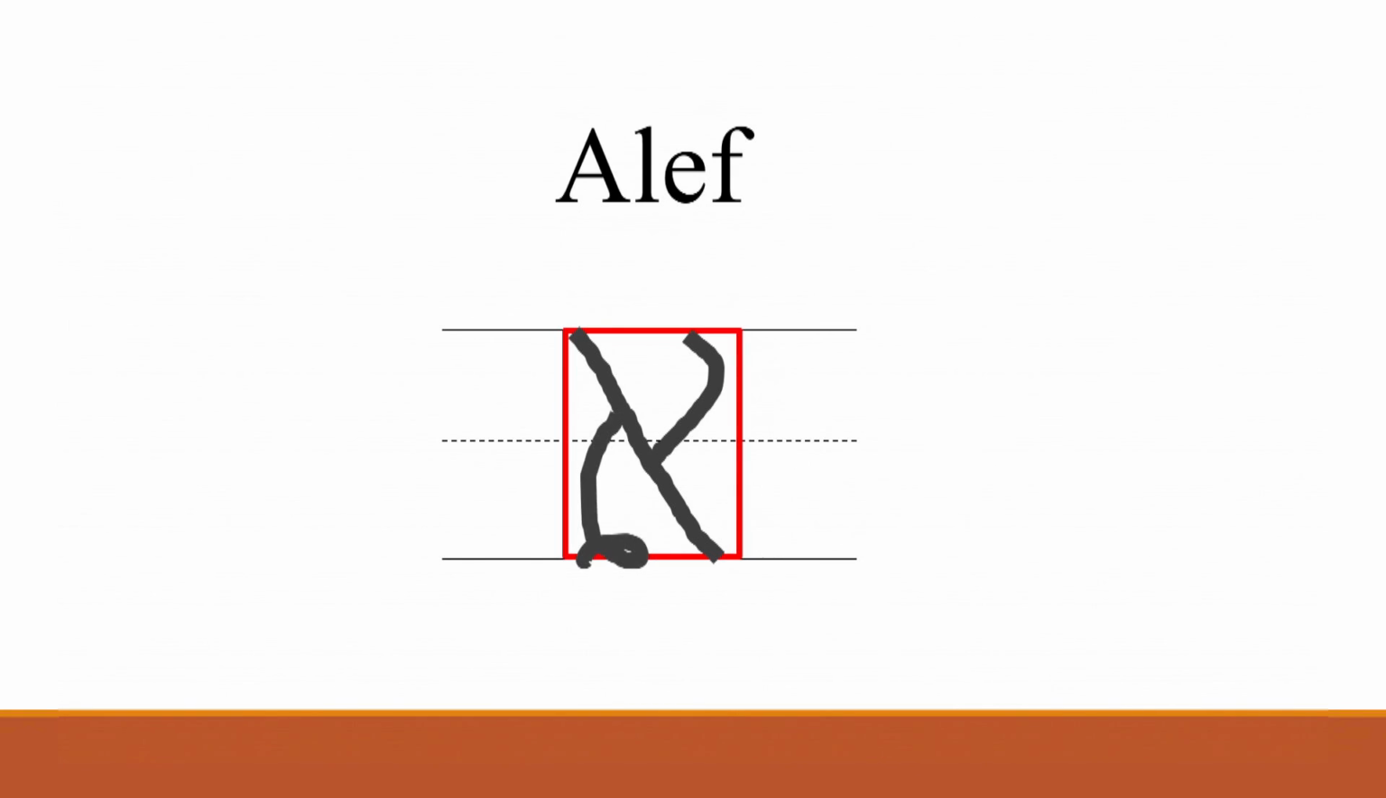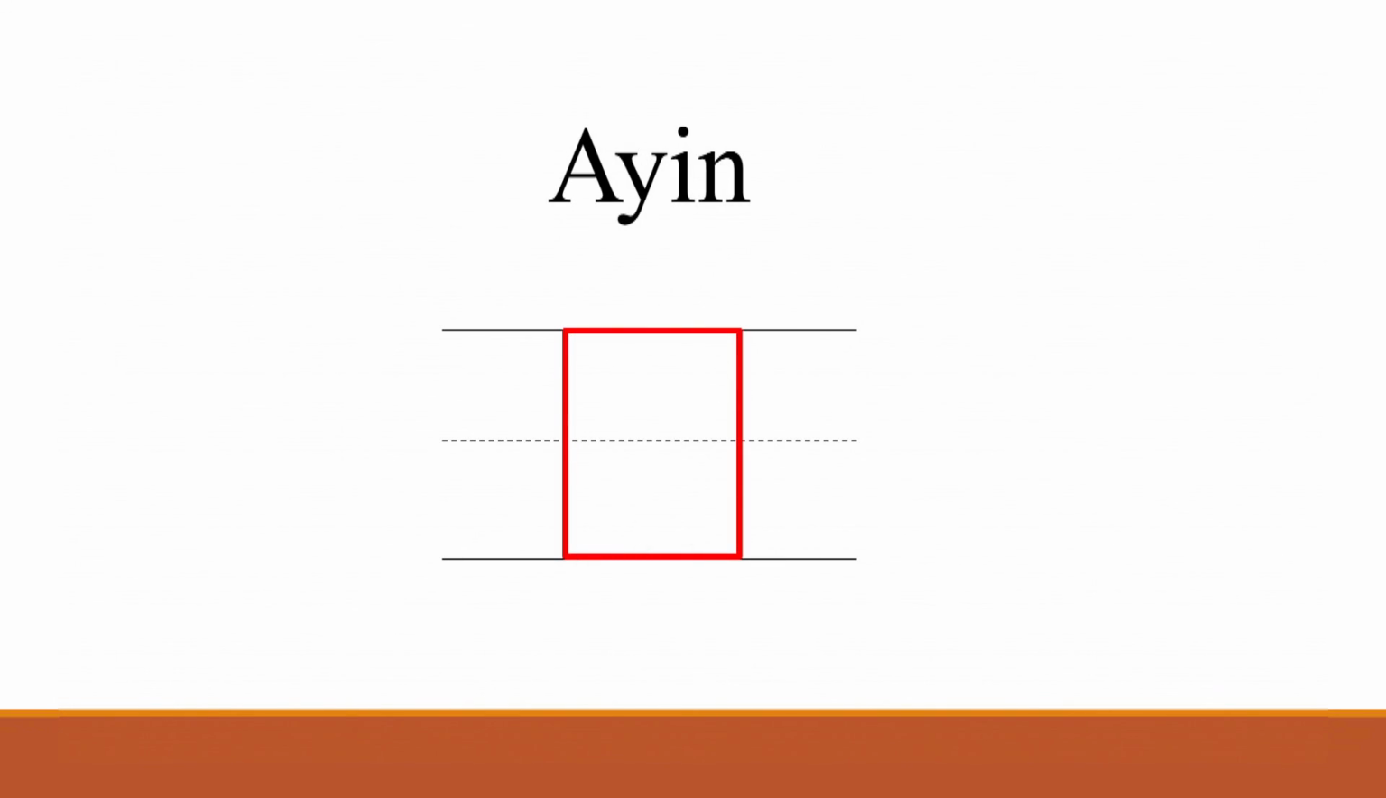The next letter is ayin. Ayin is a two-stroke letter. You see, this starts from the top right corner, goes down to the bottom line about in the middle, and then extends over to the left edge. The second stroke starts in the top left corner and goes down near the middle. So this is ayin.